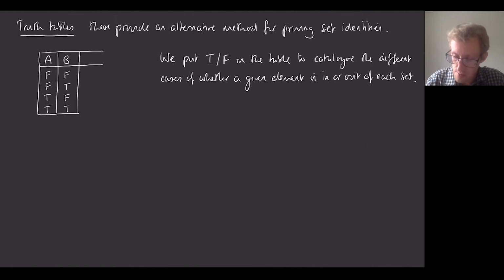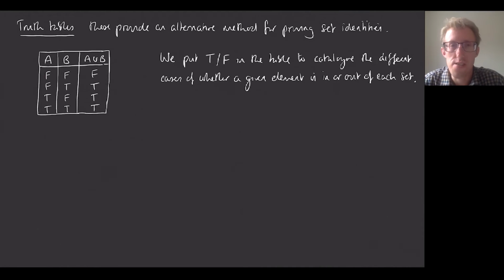Okay, but then what we do is we can then construct other sets. So for instance, we could look at A union B and make another column in the table. And then we just fill it in according to whether in each case we would be in that set. So in the first case, that's the first row, we're not in either A or B, and therefore we're not in the union of A and B. In the second case, we are in B, and therefore we're in the union. So we would be in the union in that case. And similarly, in the third and fourth cases, we would be in the union. Okay, so that's how it works. Let's see how we can use that to prove something.